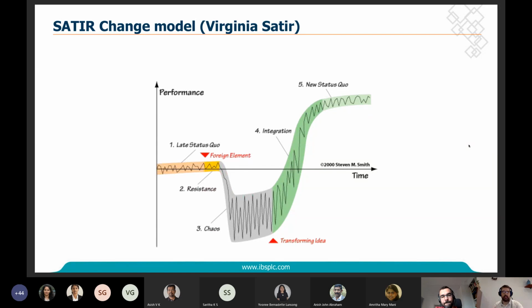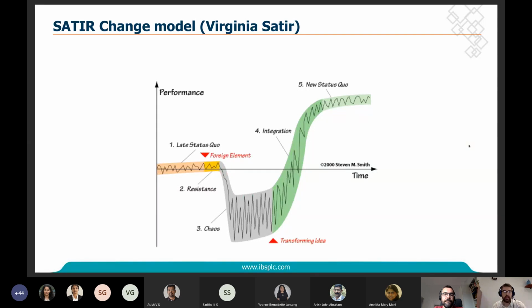And that leads us into the Satir model. It's a change model that we'd like to share with you to show how people can accept the change. And here we have a graph. The vertical axis is about the performance of the person or the team, the department, and along the horizontal line, it's how they're reacting through time.